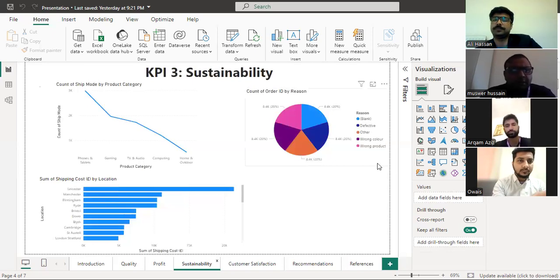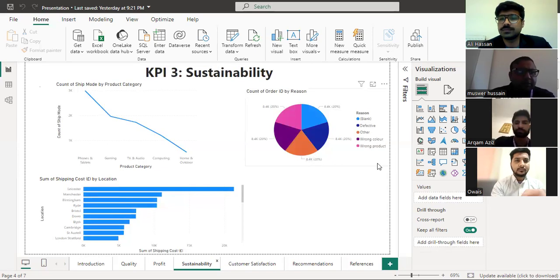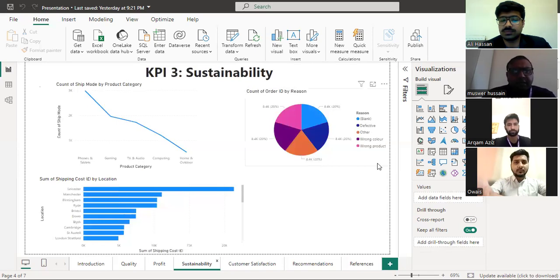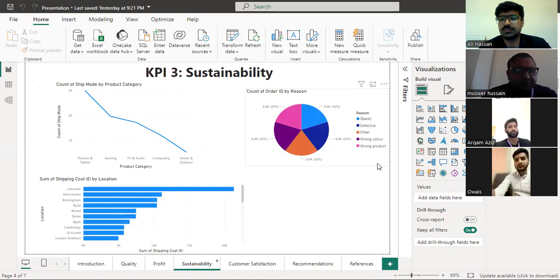And there are 3 graphs of sustainability. First of all is the line graph. In the line graph, there is the count of ship mode by product category. The maximum value is 3K, and the minimum value is 1K. The product categories are phones and tablets, gaming, TV and audio, computing, and home and outdoor.